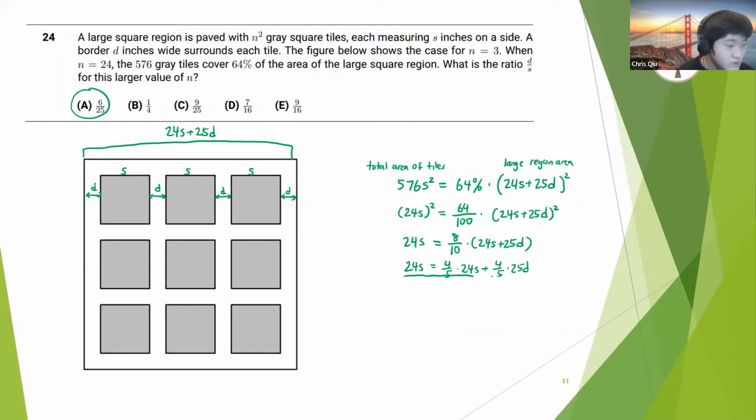So once we get to this equation, what we want to do is to solve for s in terms of d or d in terms of s. So we can multiply both sides by 5/4 to get rid of all the fractions. If we take the left-hand side and multiply that by 5/4, we have 30s. And when we multiply the right-hand side by 5/4, the 4/5 cancel, and we're left with 24s plus 25d.